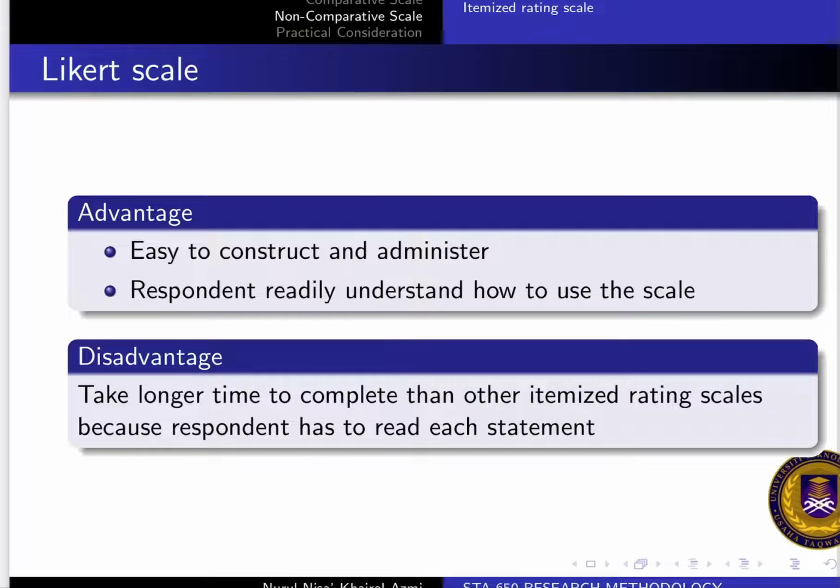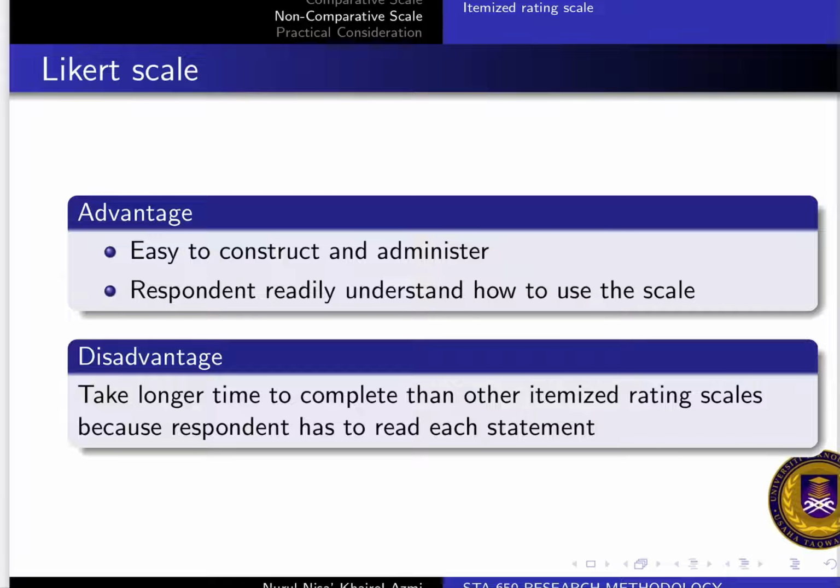The advantage of the Likert scale is that it is easy to construct and administer, and respondents readily understand how to use the scale. So you don't have to explain to respondents how to answer the questionnaire.